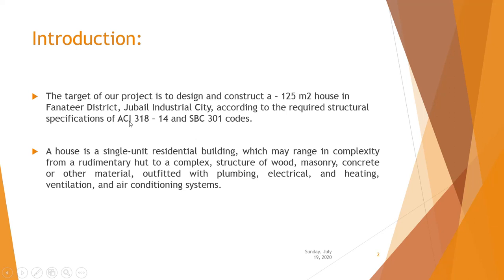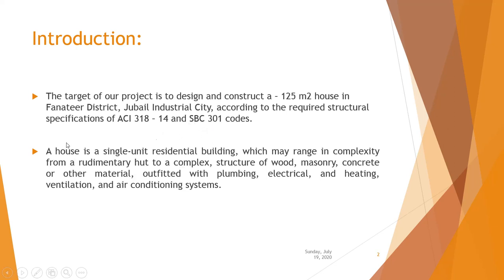What is the target of this project? The target of our project is to design and construct a 125 meter square house in Fanatir district, Jubail Industrial City, according to the required structural specifications of ACI 318 and SBC 301 codes. We know that ACI stands for the American Concrete Institute and the SBC is the Saudi Building Code.